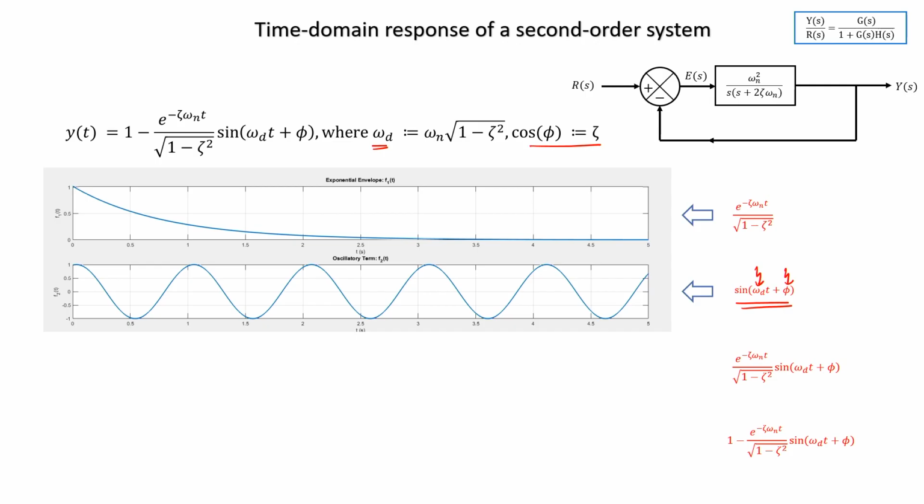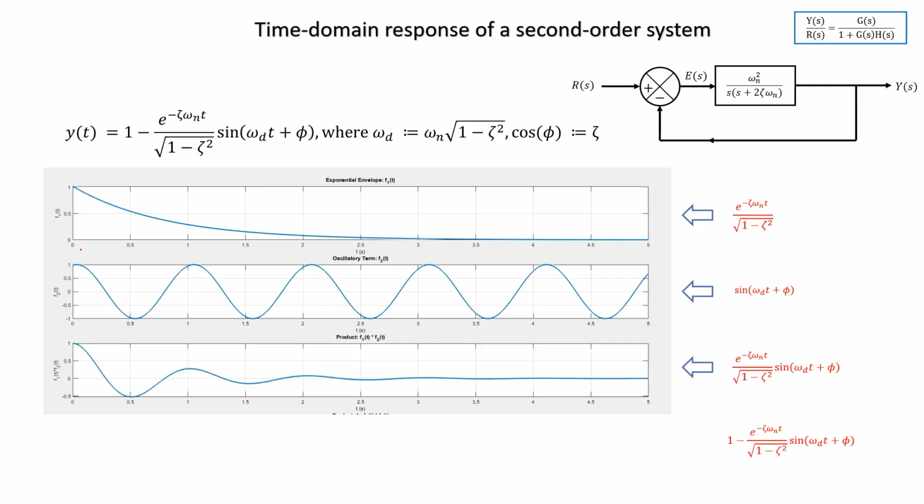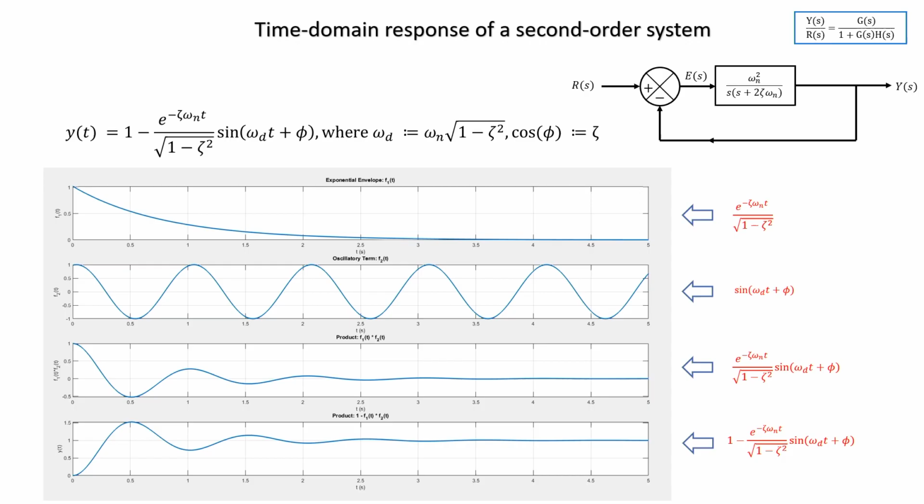Now, when I pointwise multiply these two, this is what I will get. So, you can see that it is a damped oscillation. There are oscillations, but it is damping down because of this exponential term. When it multiplies, we are getting a damped oscillation. So, this is the multiplication of these two functions, and then finally, the final expression is 1 minus this.